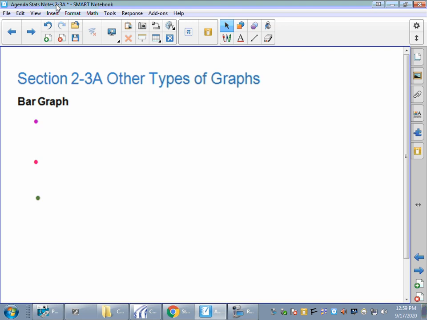So we spent time making frequency distributions, and then we've made histograms, ogives, frequency polygons, all those kinds of things. Now we've got three more types of graphs to talk about.